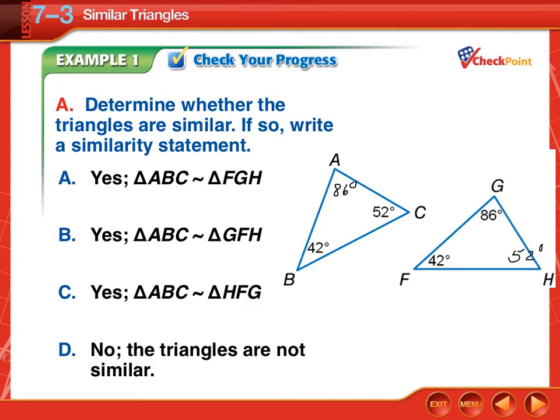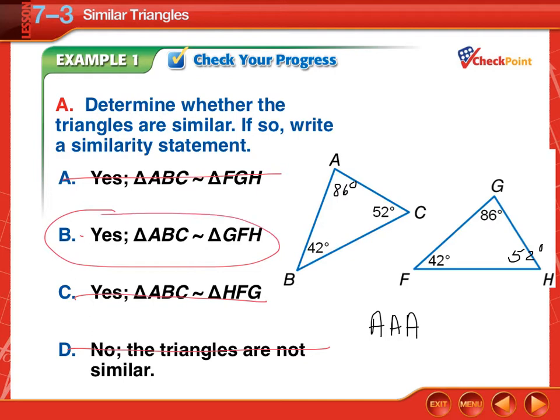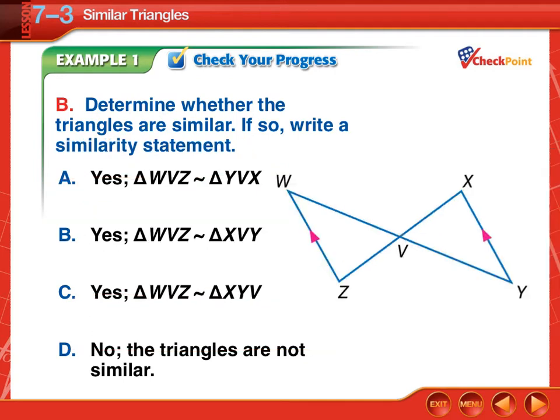So by angle, angle, angle, these two are similar. Now let's write a similarity statement. We've got A corresponding to G, and we don't have that in any of the other possibilities here. So by process of elimination, we can eliminate everything else other than B.